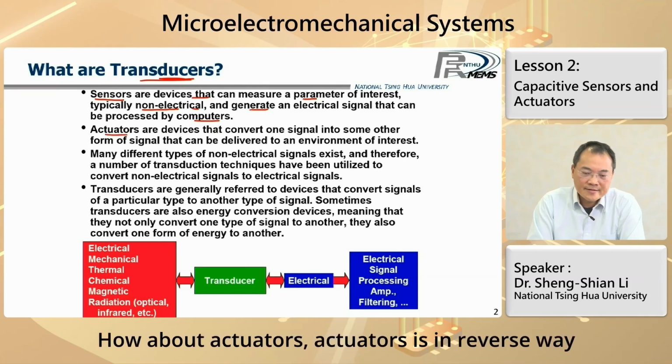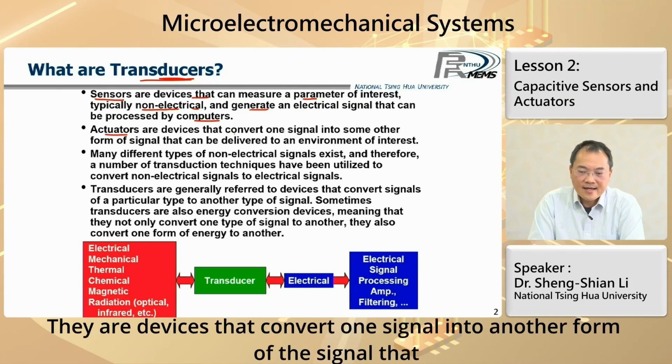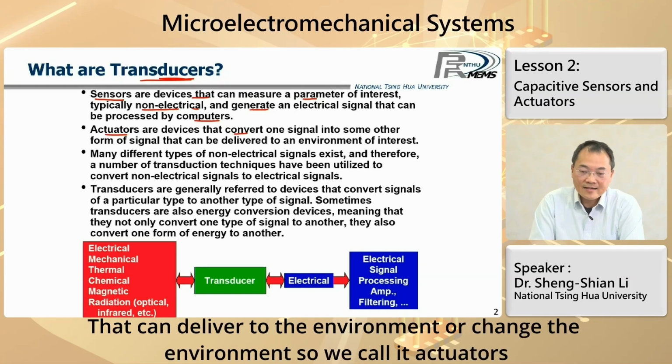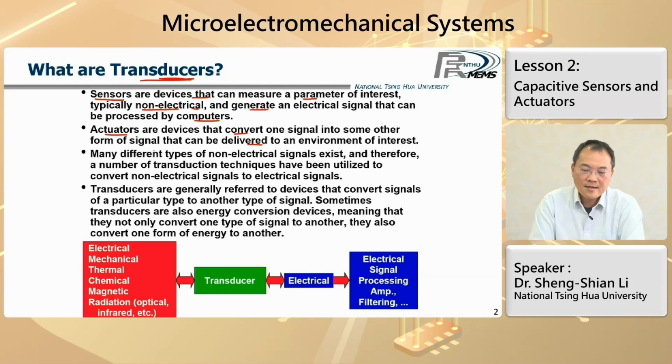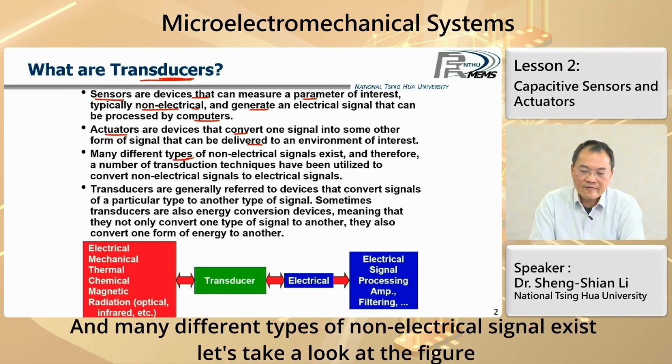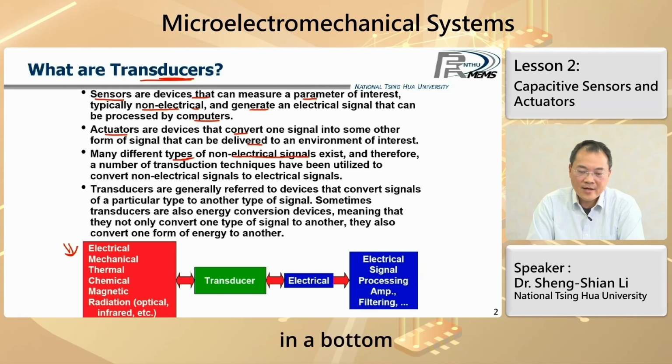How about actuators? Actuators work in the reverse way. They are devices that convert one signal into another form of signal that can be delivered to the environment or change the environment. So we call them actuators. So sensors and actuators form transducers. And many different types of non-electrical signal exist. Let's take a look at the figure in the bottom.